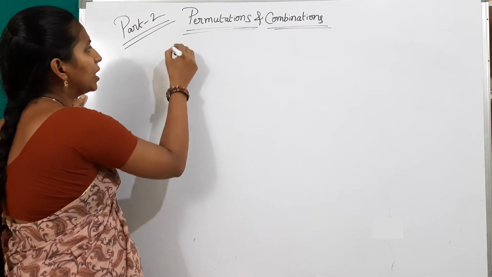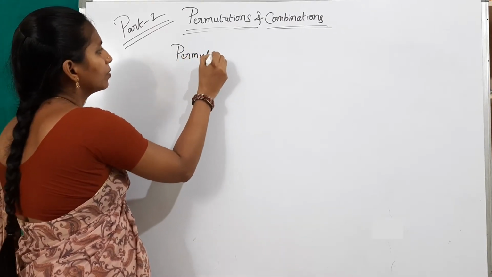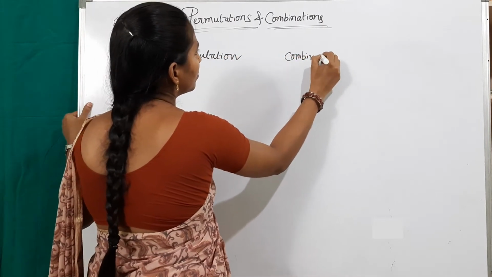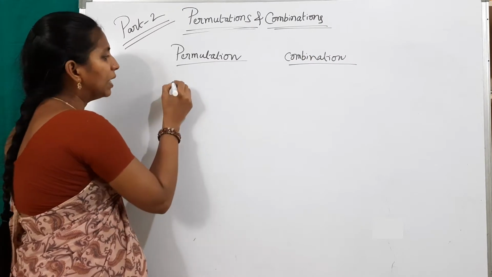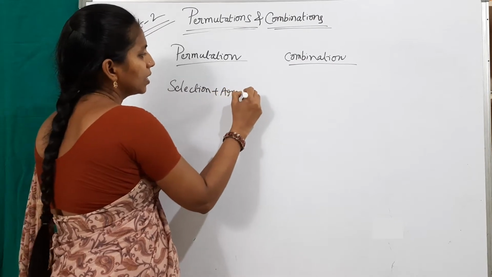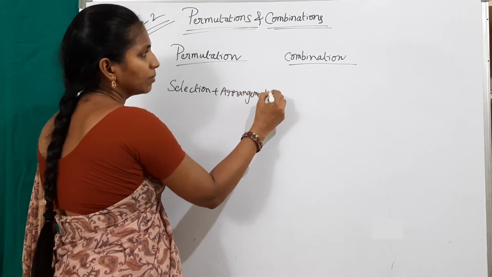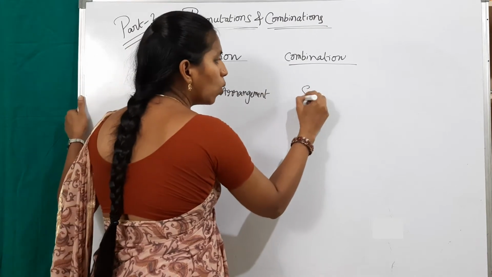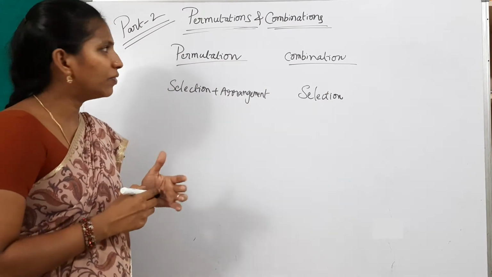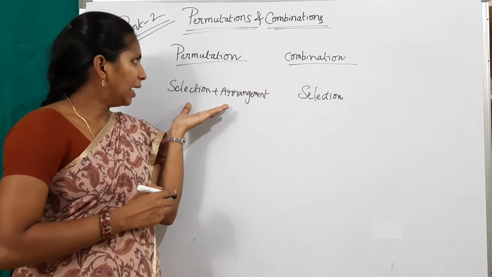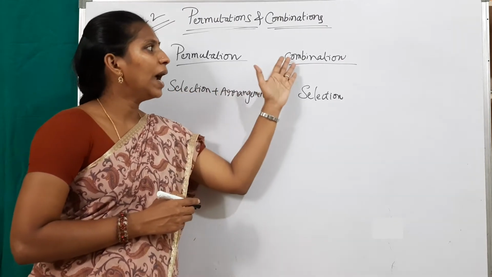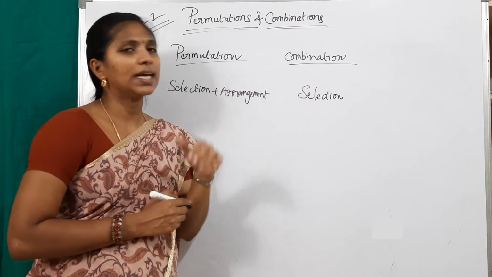Now see, permutation and the other one is combination. Permutation means, simply remember, selection plus arrangement. But combination means only selection. What is the main difference between permutation and combination? In permutation, you should remember the selection plus arrangement concept, and combination is only the selection concept.